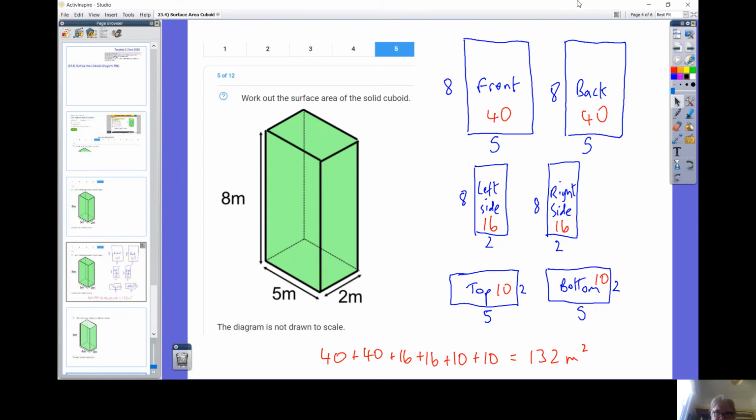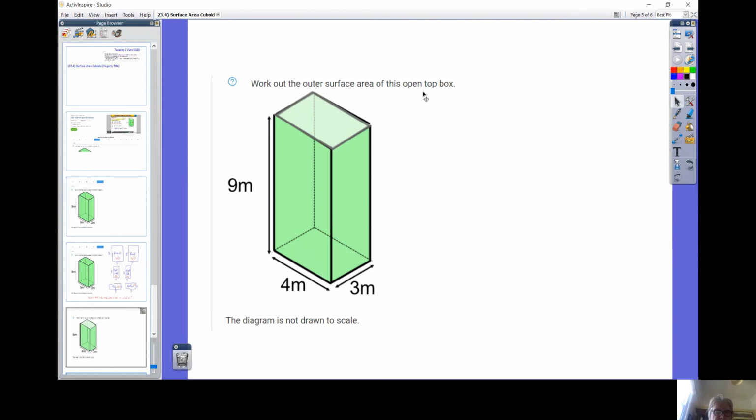The other type of question that will come up in the quiz is when it's an open top box. So it's not solid. Now they're just asking us to work out the outer surface area of this open top box. So that's going to be 5 sides and not 6. So it's the back, the front, the 2 sides, and the base, not the top, because it's an open top box.